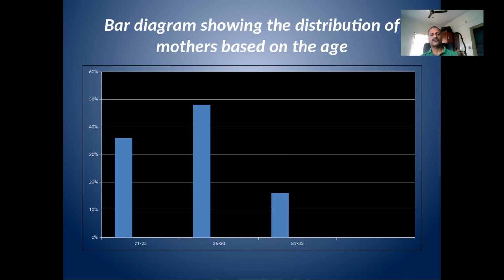So easily you can identify, in the 21 to 25 group, what the percentage of mothers is, and even the number can be given on top of the bar. For example, there are only 20 mothers that constitute around 35 percent. You can put the 20 on top of the bar also, to indicate the number.